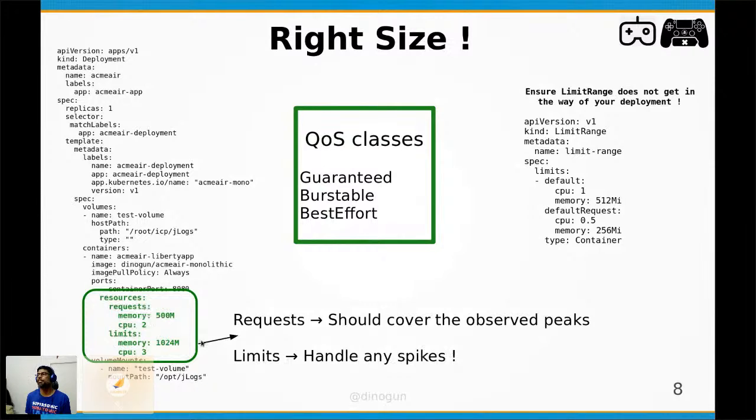So if you keep this in mind, we should always try to use the burstable QoS class because this gives you the best possible performance. Another aspect that you need to be aware of is the use of limit range.